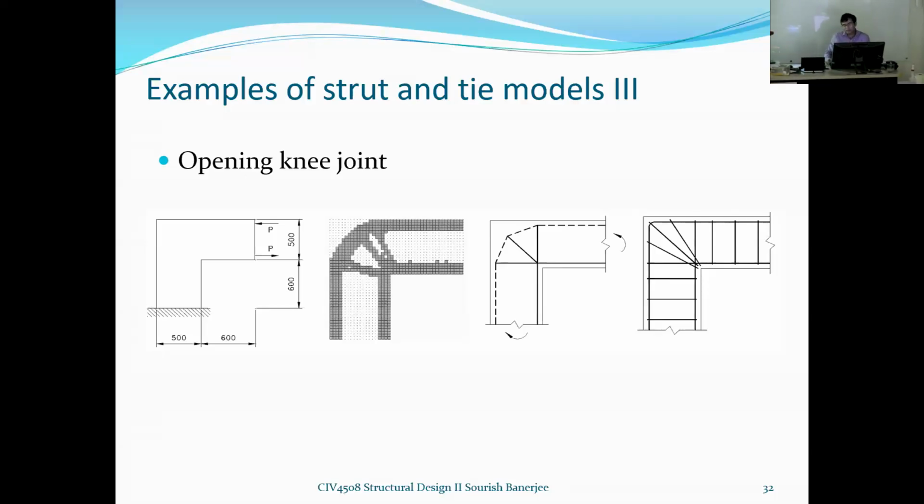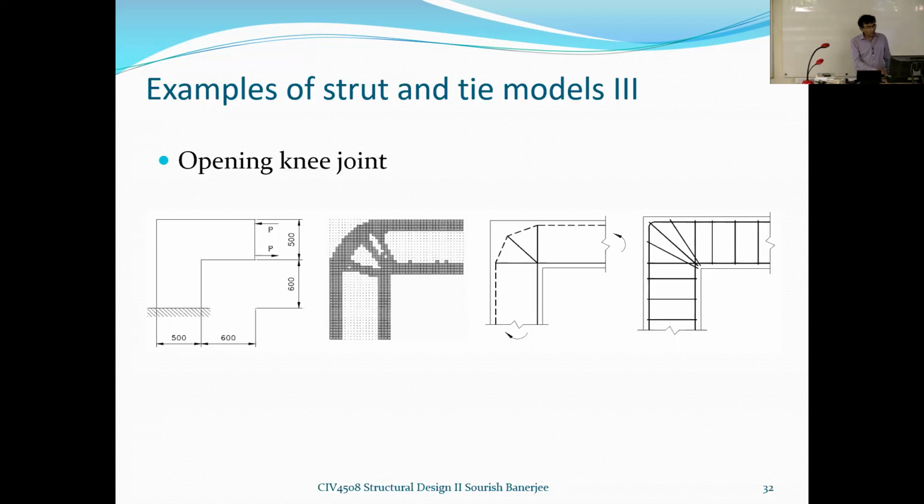Okay, let me explain this problem differently. If you look at the opening knee joint here, which is basically a beam column junction, why is it an opening knee joint? Because if you look at the direction of the bending moment, it is trying to open the joint. Beyond these, the solid lines represent the tension, that means it is trying to open the joint.